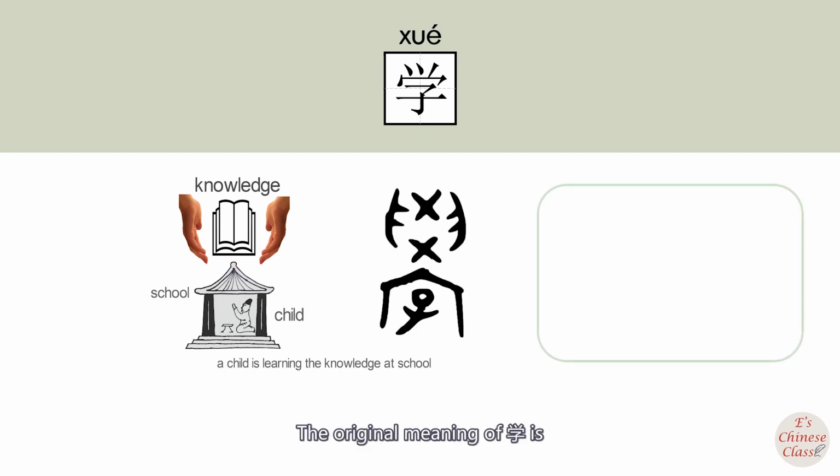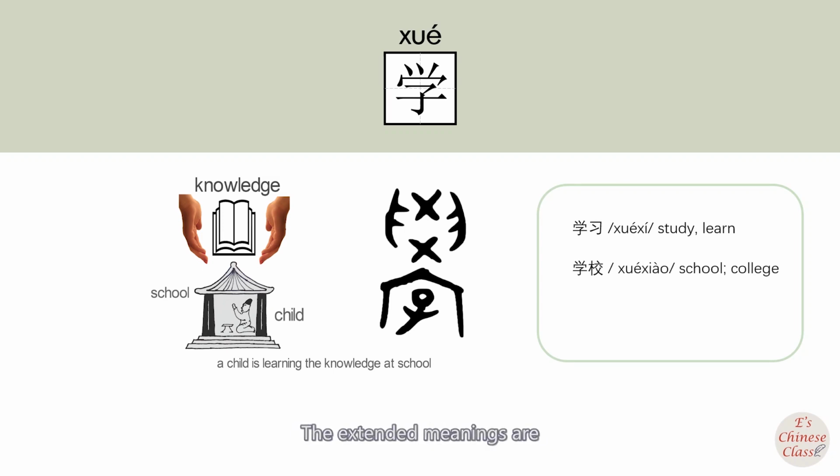The original meaning of 学 is study, learn, 学习. The extended meanings are school, college, 学校, science, theory, 科学.